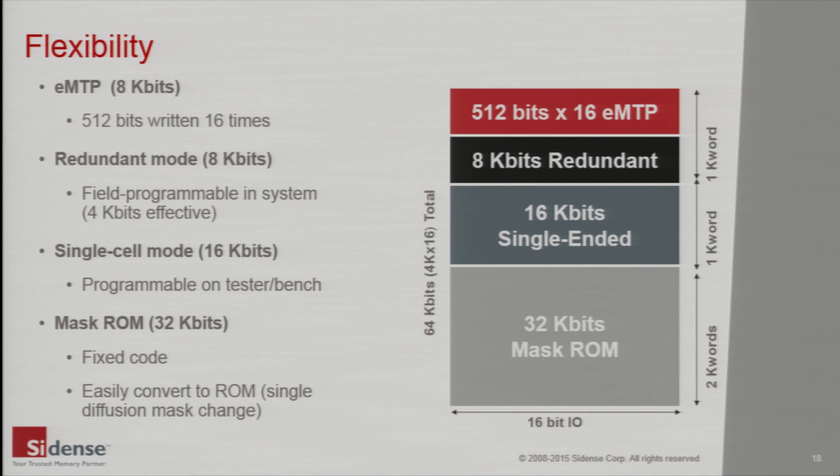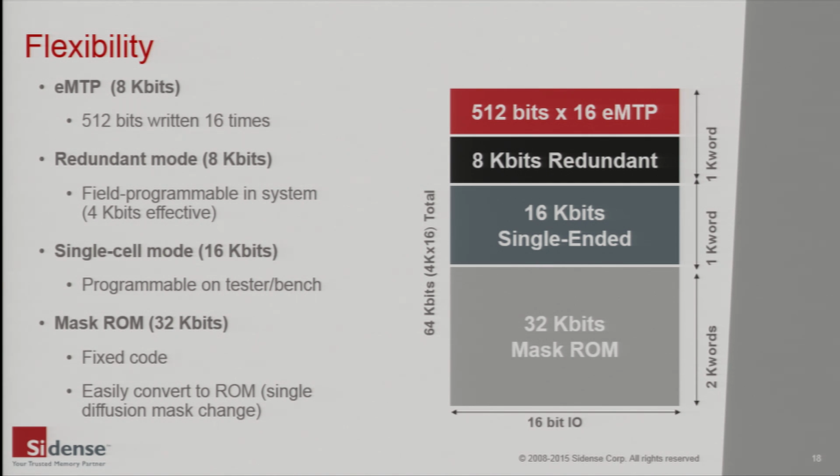Okay, flexibility is key. If you look at a single OTP macro, it can actually be partitioned for many, many different purposes. For example, you can partition it by use case or memory size, or use it as an EMTP or provision it as ROM. Each partition may operate in a different read mode. The example shown here is a 4K by 16-bit OTP macro, 64K bits in total.